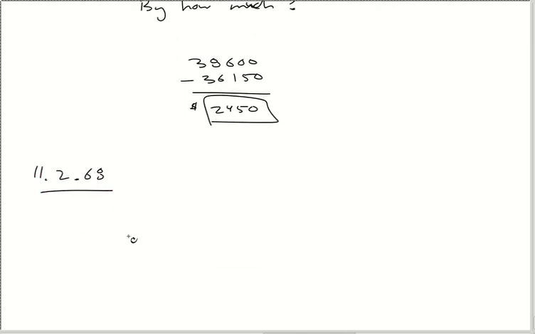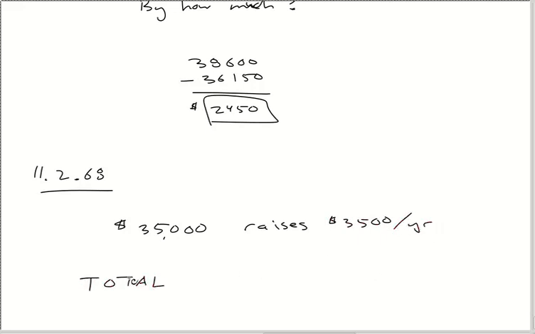I have 2 more problems, and like I was warning you, this is another company banking kind of problem or whatever. It says that you have $35,000 salary to start, but then you have raises of $3,500 each year. That's pretty nice. It says, what is the total salary over the next 10 years?